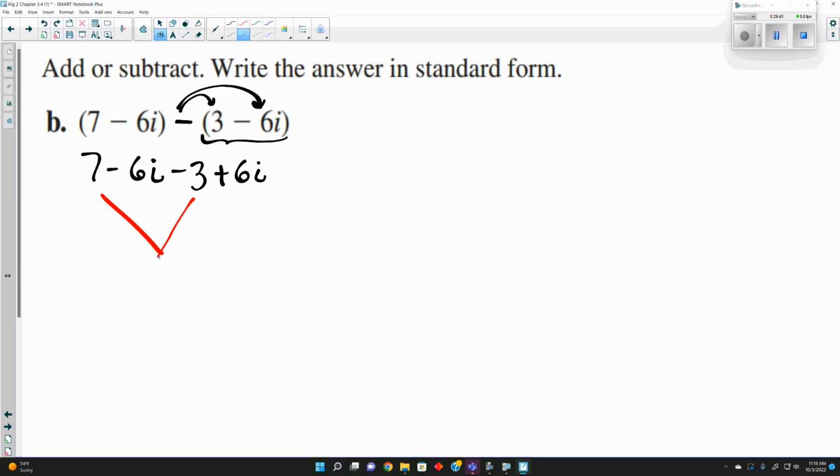Now our real terms are our 7 and negative 3. 7 minus 3 is? Our imaginary terms are negative 6i and 6i. And what is negative 6i plus 6i? 0. 0i, well, it's just 0. So our answer is 4. Because they cancel each other out. Questions on this here?